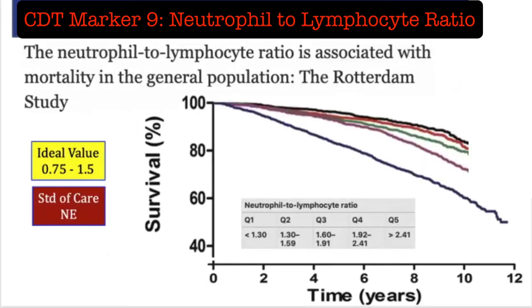So let's look at the level. When I look at the black and red curve, I see quite a lot of similarity. So I'm saying that this is a mortality curve. So you really want to be at 1.5 roughly or below. And then as you get up higher, we see increasing mortality rates. This is like all cause mortality.